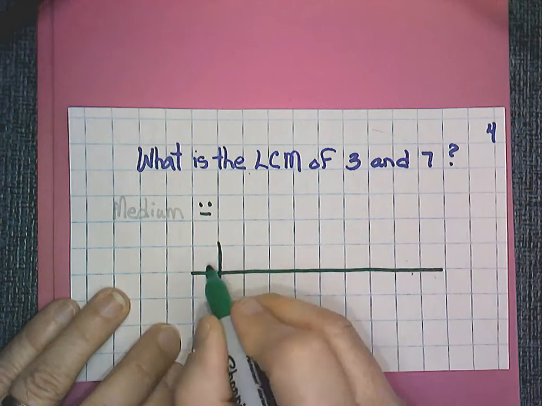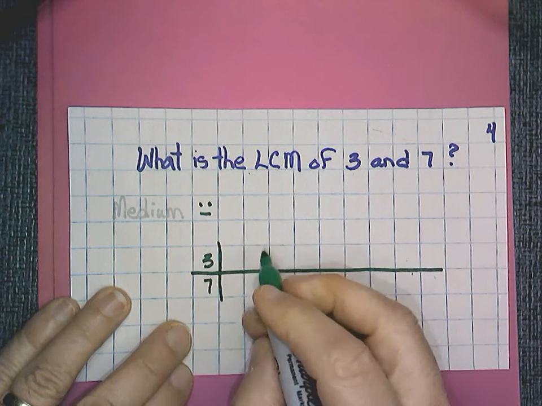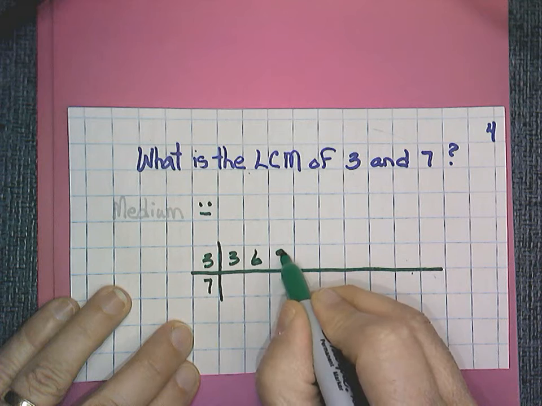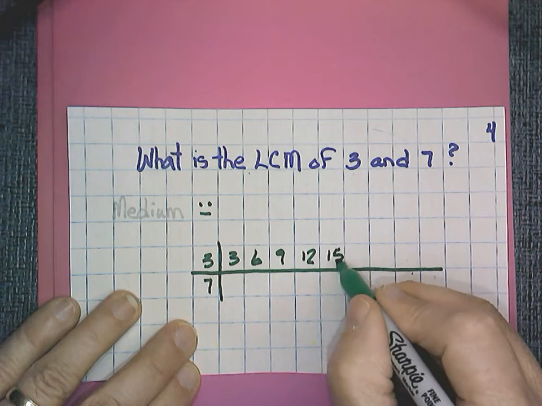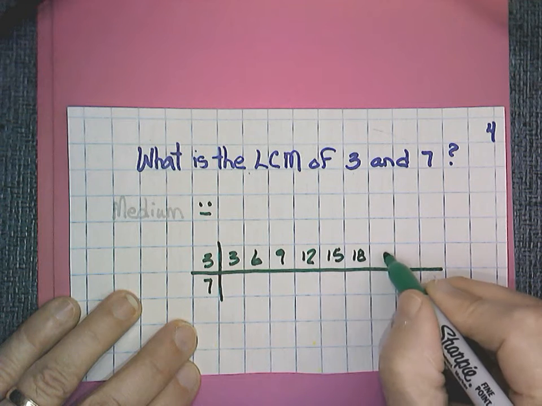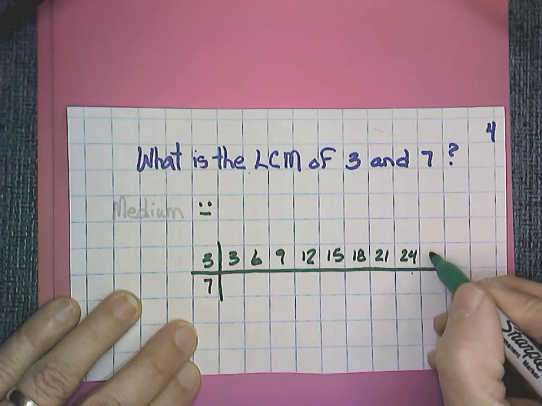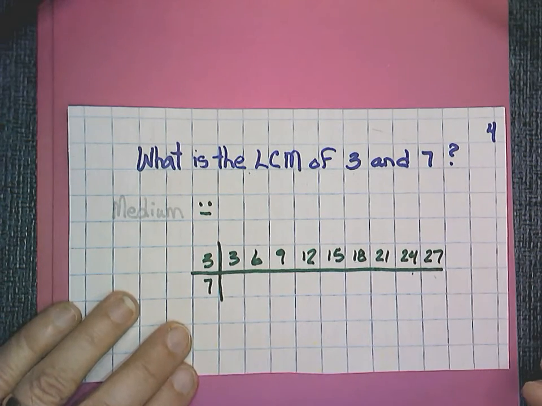And I write 3 and 7. Multiples of 3 would be 3, 6, 9, 12, 15, 18, 21, 24. I'm going to stop at 27. And if you don't do enough, you can always add a few more.